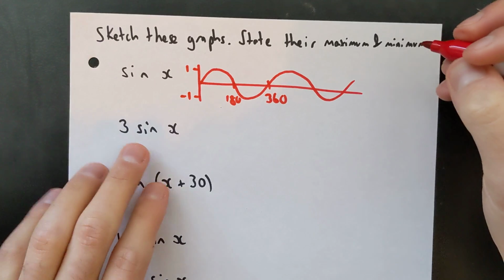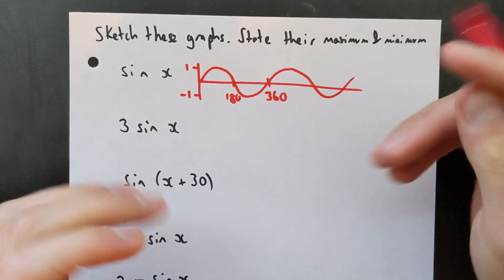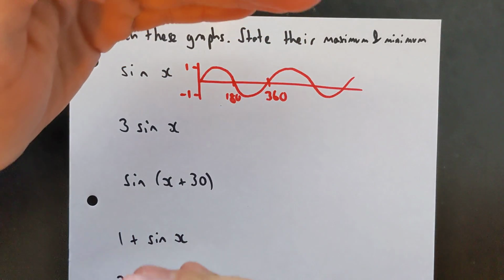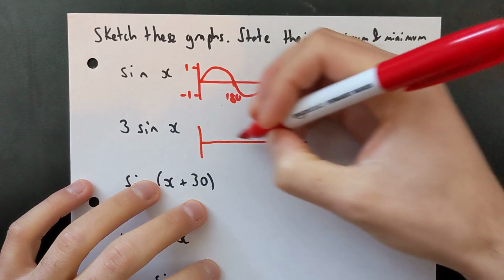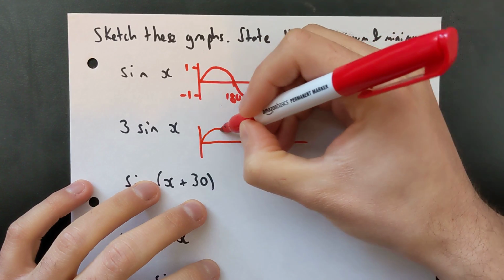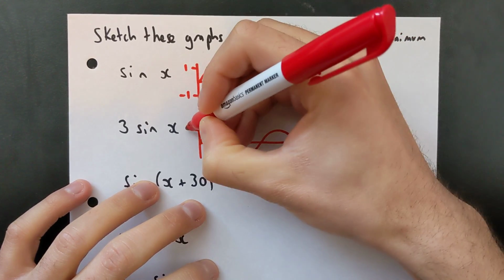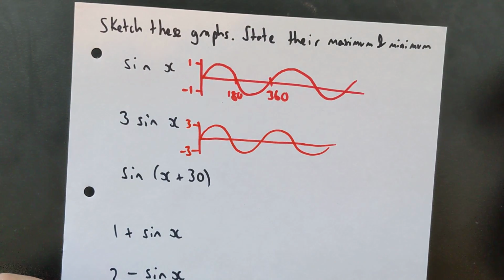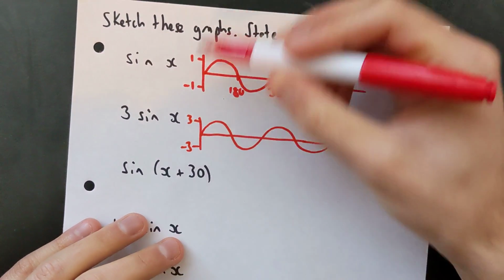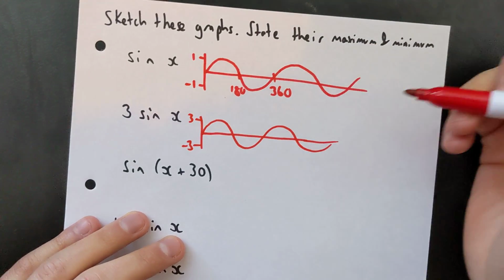So here, 3 sine x, well, here it's outside the function, so that's going to affect the y values. It's going to be stretching it this way, so it's going to generally look the same, but its maximum now is 3 and its minimum is -3. I'm probably just going to, from now on, draw one full loop from between there to there.